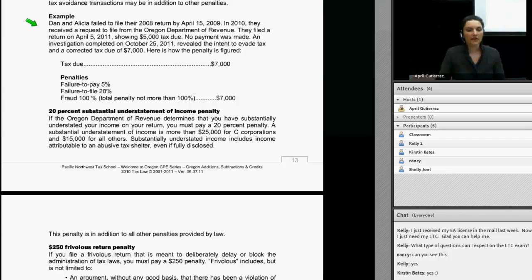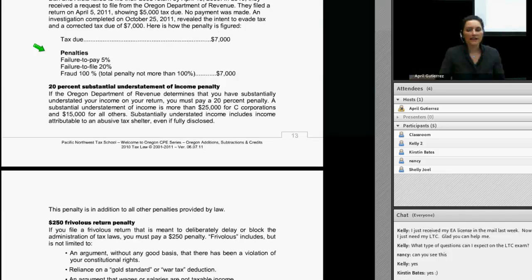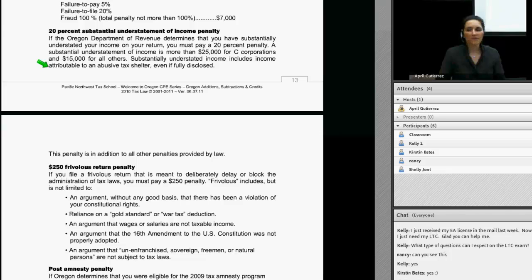No payment was made. An investigation completed on October 25, 2011 revealed the intent to evade tax and a corrected tax due of $7,000. And here is how the penalty is figured. Tax due $7,000. Penalties include failure to pay, failure to file, plus fraud, but the total penalty cannot be more than $7,000.